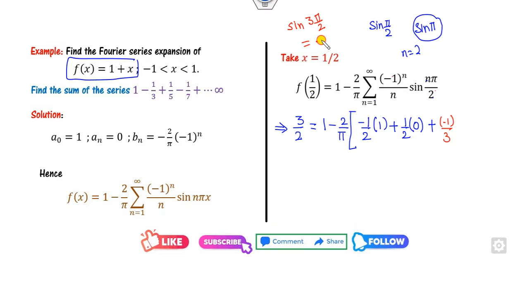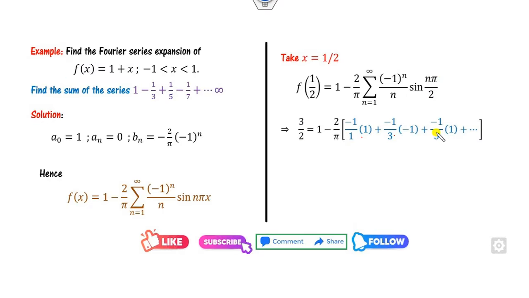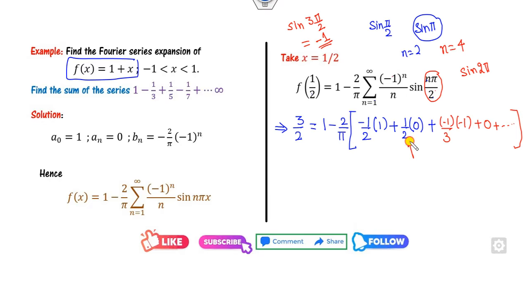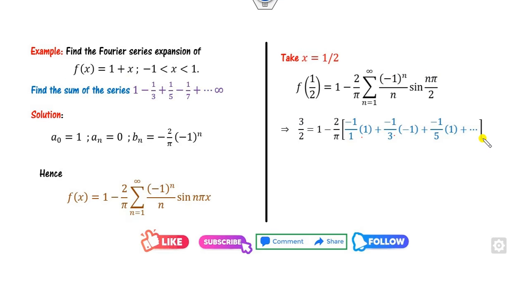So what is the value of sine 3 pi by 2? Minus 1. This is minus 1. When you take n is equal to 4, this quantity will be sine 2 pi. Sine 2 pi will be 0 and so on. Clear? So once you open this, you can see the quantity for 2 will be 0, quantity for 4 will be 0, quantity for 5 will be plus 1.